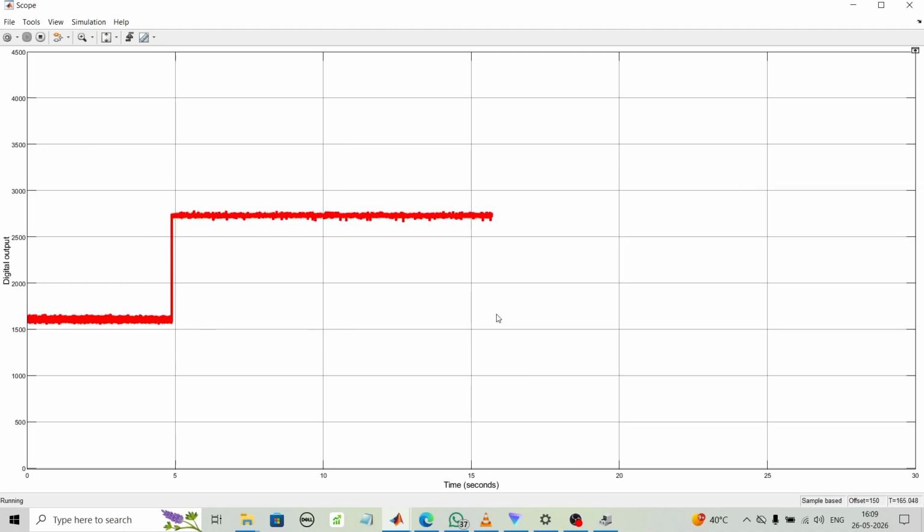Until now, we have seen the ADC output as a digital count, but for control algorithms or sensor-based calculations, this count cannot be used directly.